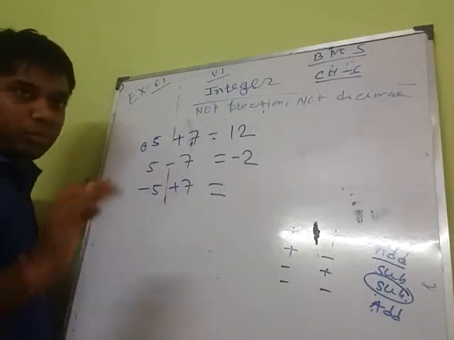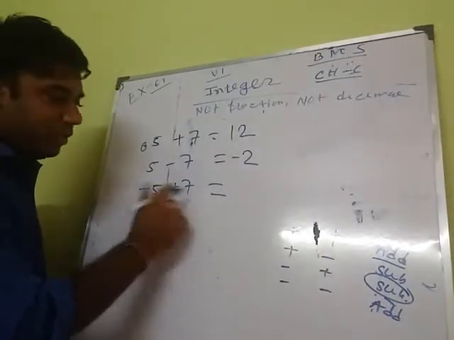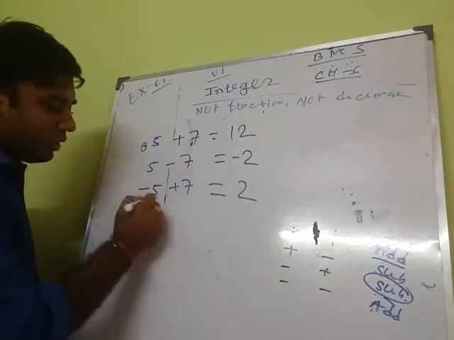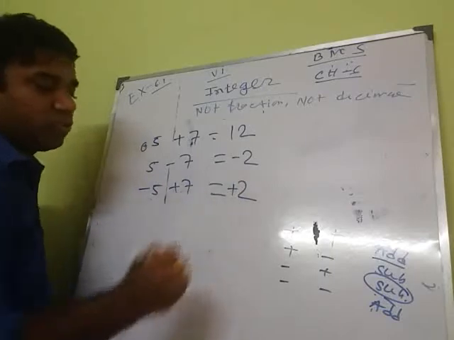Both are the opposite sign. Opposite sign means subtraction. 7 minus 5 is 2. What will be the sign? Which one is greater, 5 or 7? 7 is greater. The sign of 7 is plus. So that is plus 2.